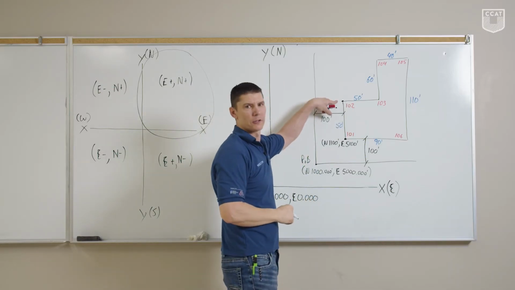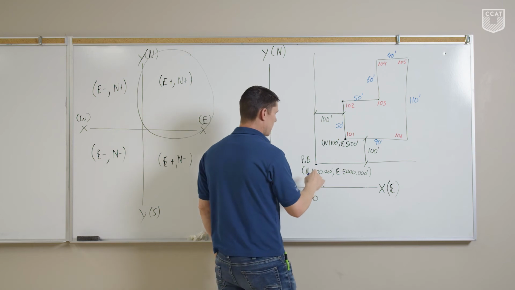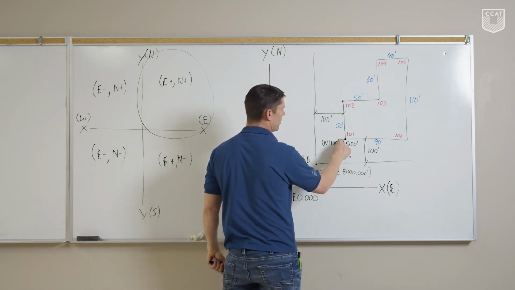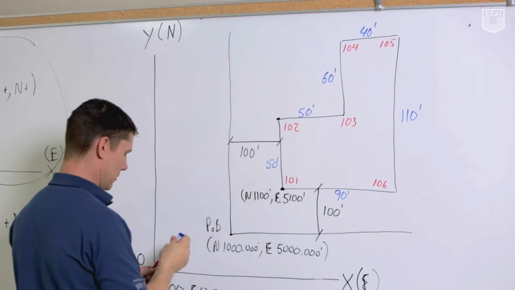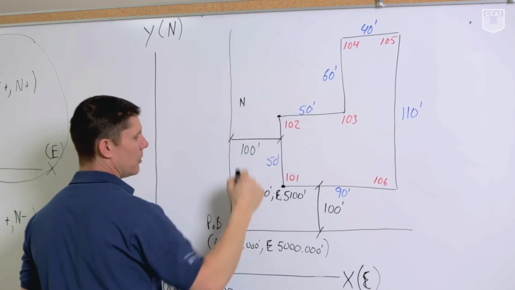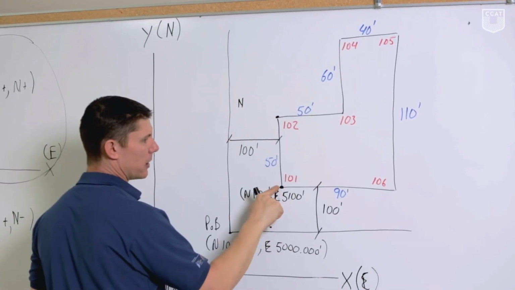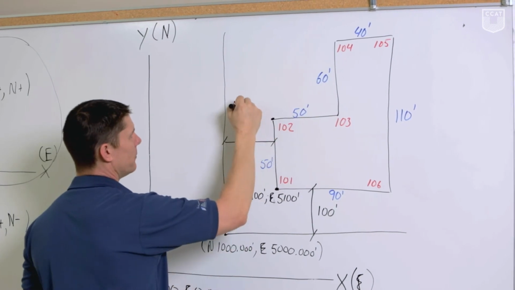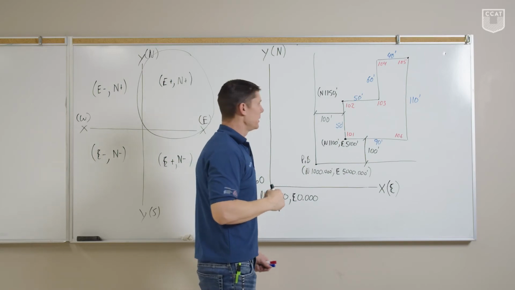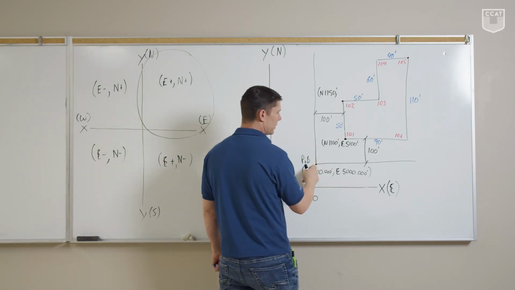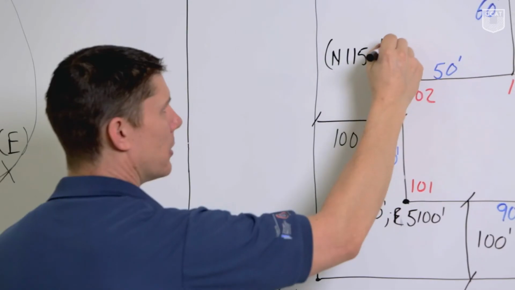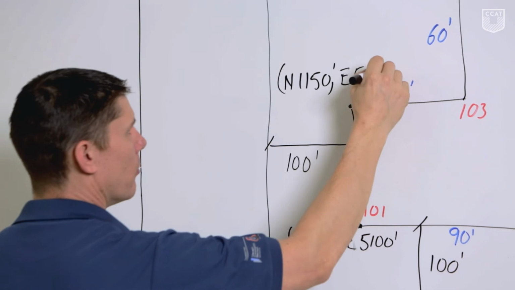So if I want to figure out my coordinates for point 102, again we're starting off at the 1,000 here. To get up to that point 102, we're coming up the 100 foot plus another 50 foot. So our northing would be 1,000 plus the 100. So 1,100 plus 50 would be 1,150 feet. To get our easting coordinate, we're starting off here at 5,000 foot, and we're coming over that 100 foot. So our easting coordinate would be 5,100 foot.